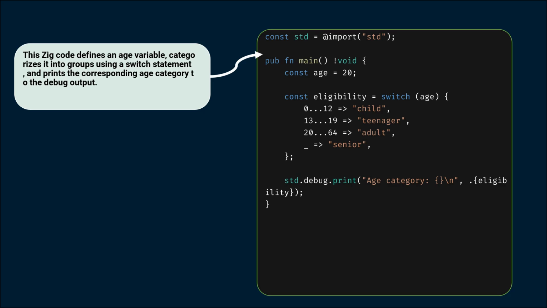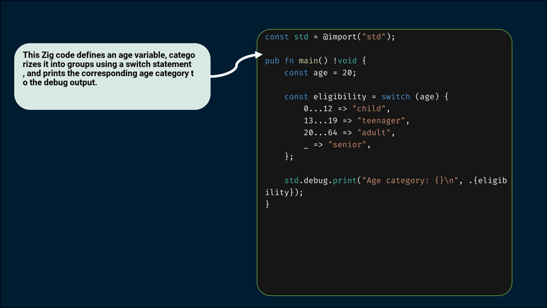By utilizing ranges, we can neatly encapsulate these conditions without needing multiple individual comparisons. To handle cases that don't fall within the specified ranges, we use an underscore as a catch-all, which in this case categorizes anyone aged 65 and older as senior.